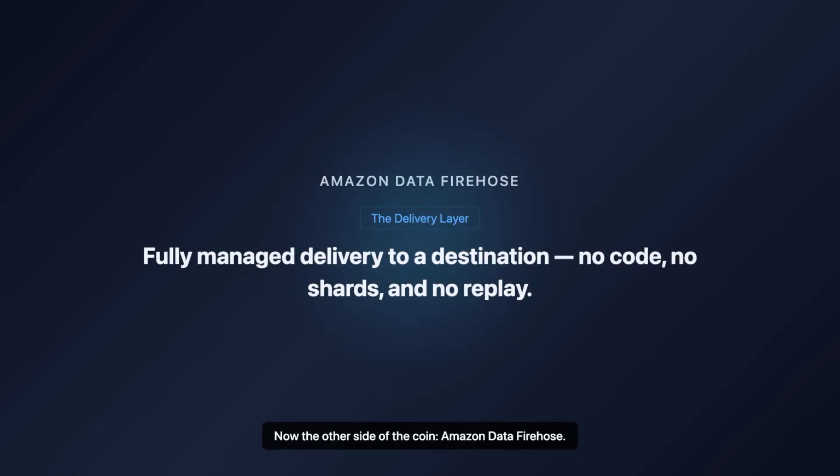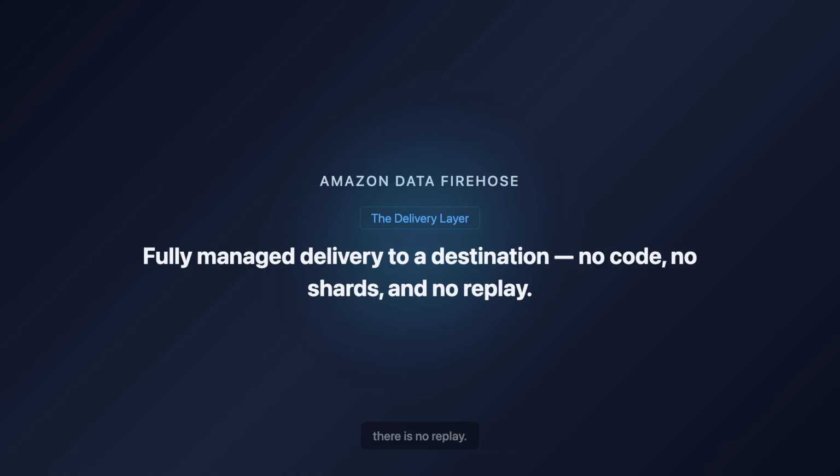Now the other side of the coin. Amazon Data Firehose. Where Streams is a pipe you actively read from, Firehose is a managed delivery service. You point it at a destination, and it handles the rest. No consumer code, no shards to manage. But that convenience comes with one hard limitation. And it's the thing to burn into memory.